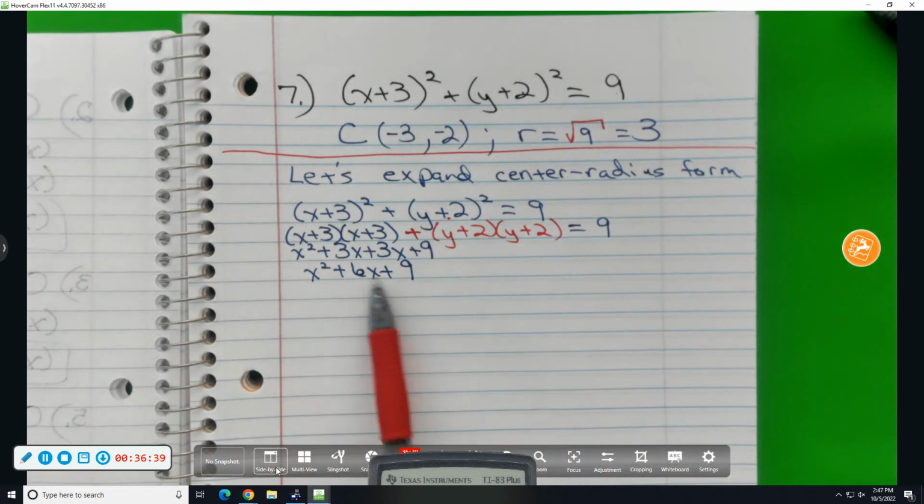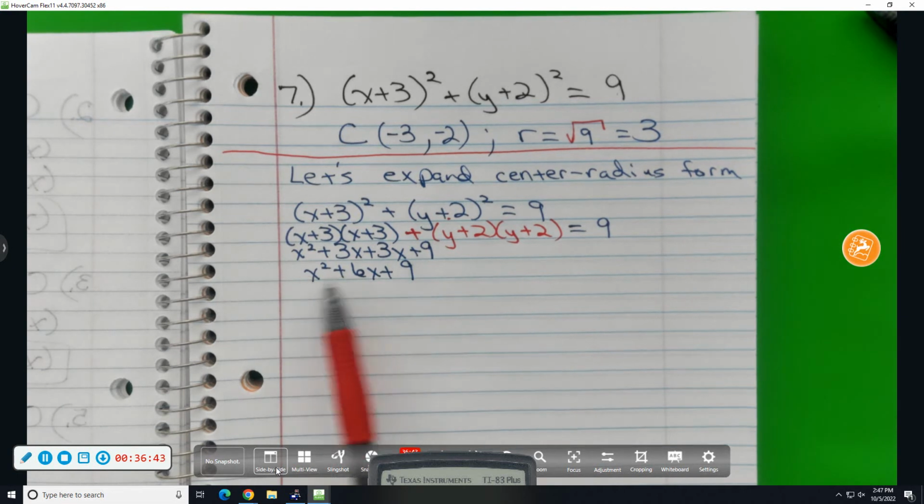x² + 6x + 9 is called a perfect square trinomial. It has 3 terms, that's what makes it a trinomial, and when it's factored, notice you have the same thing inside both sets of parentheses, so it can factor just as the binomial squared.